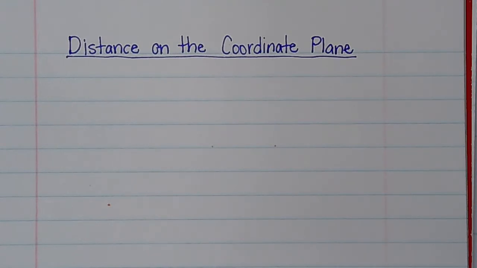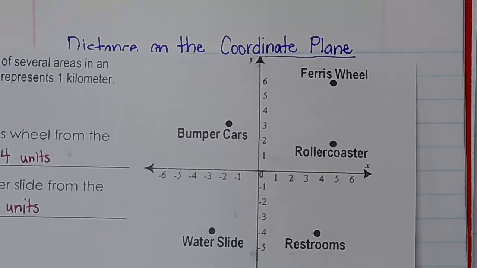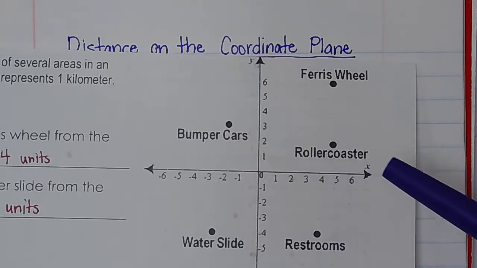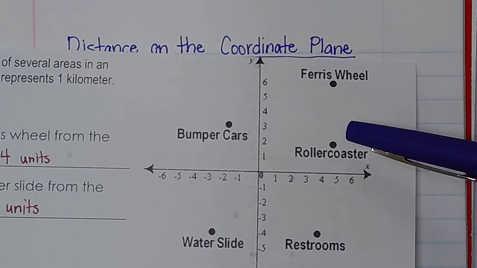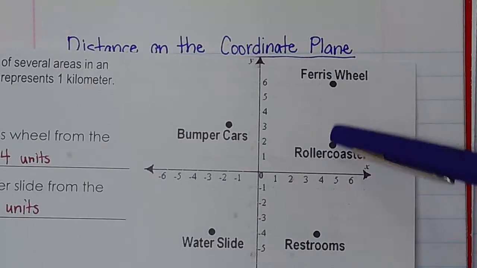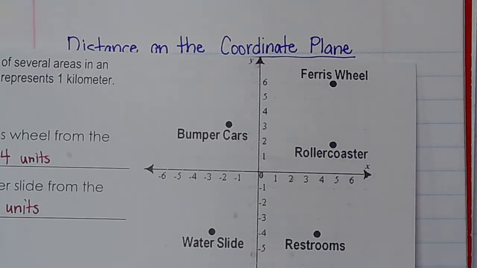What I'm saying is, for example, this is an old worksheet, so just ignore all the writing, but if they said, what's the distance between the Ferris wheel and the roller coaster? I know it's hard for you to see, but you could count 1, 2, 3, 4. So there's 4 lines in between the Ferris wheel and the roller coaster. So the distance is 4.